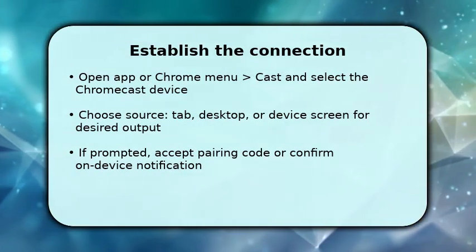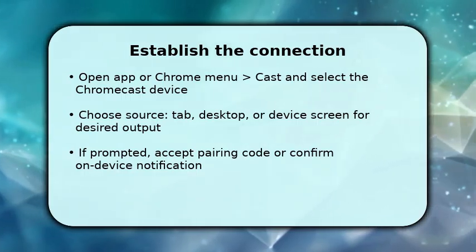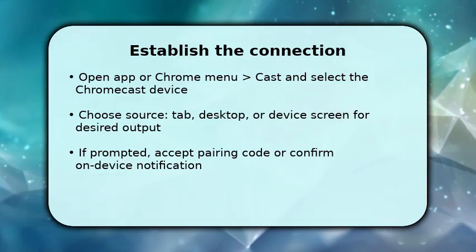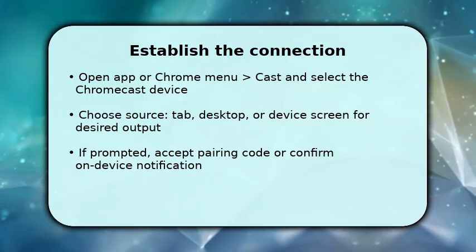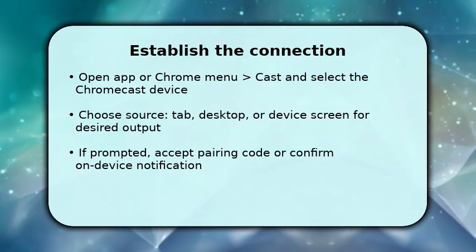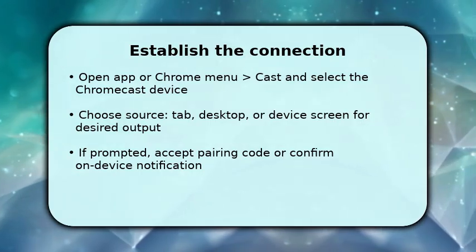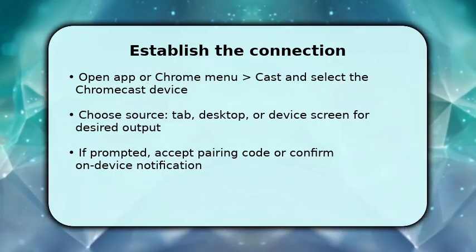Open the app or Chrome and choose Cast, then pick the Chromecast device shown. Select what you want to share, an app, a browser tab, or the entire desktop, because each has different latency and quality trade-offs. If a pairing code appears on the monitor, confirm it on your source to secure the link. Make sure to allow any permission prompts for screen or audio capture so the stream can begin cleanly.